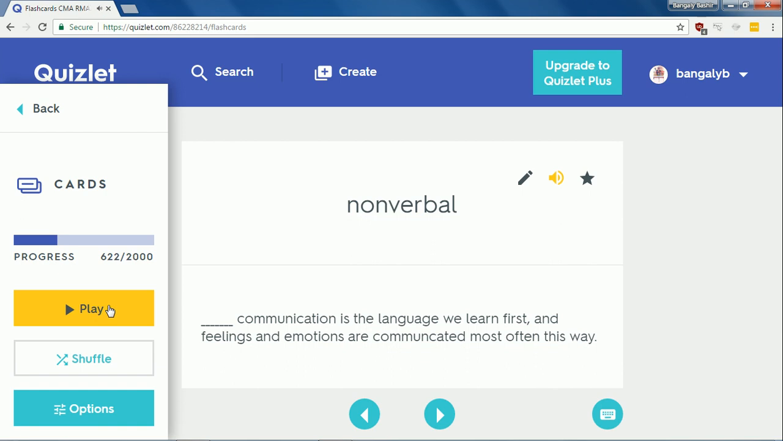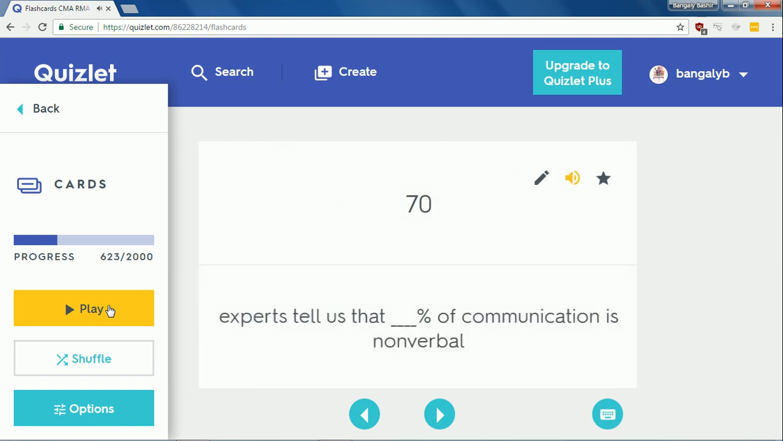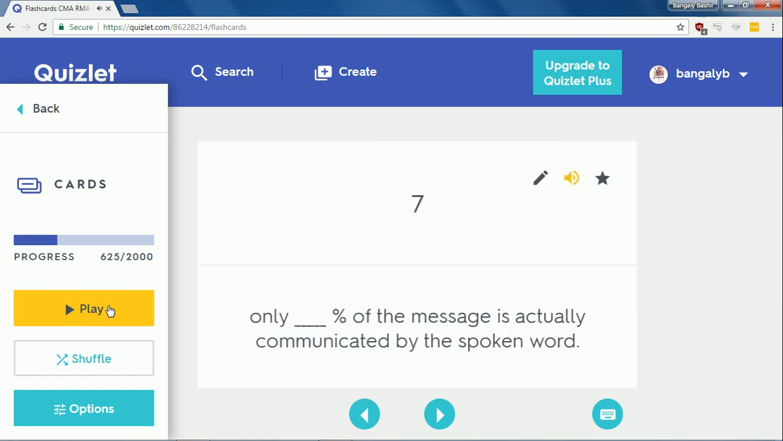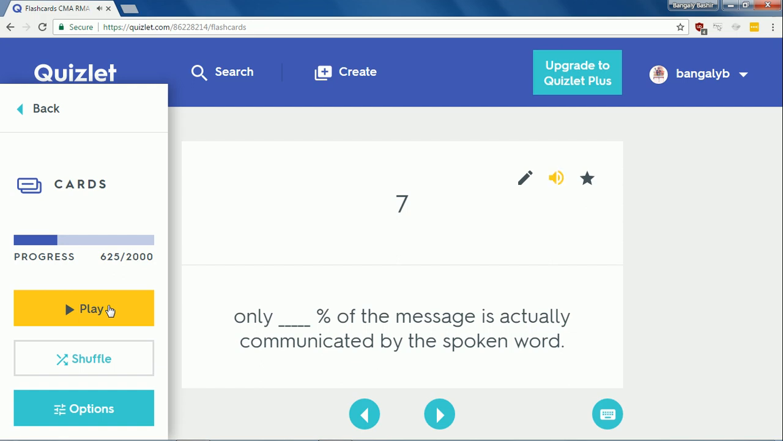Nonverbal communication is the language we learn first, and feelings and emotions are communicated most often this way. Experts tell us that 70 percent of communication is nonverbal. The tone of voice communicates 23 percent of the message. Only 7 percent of the message is actually communicated by the spoken word.